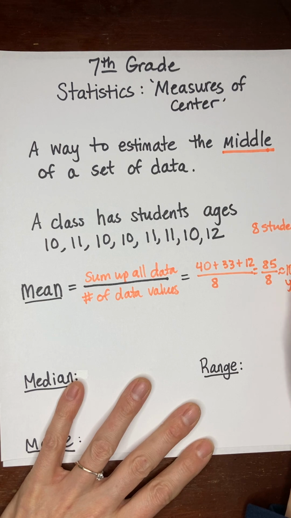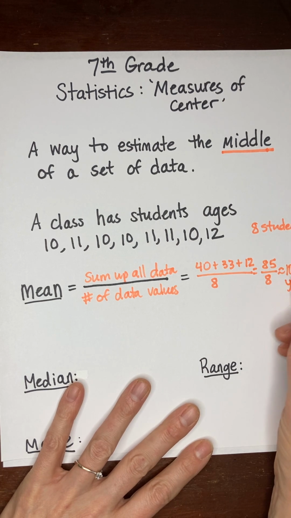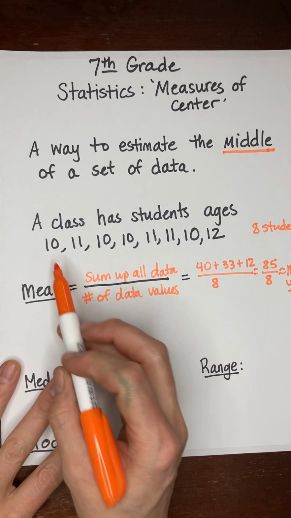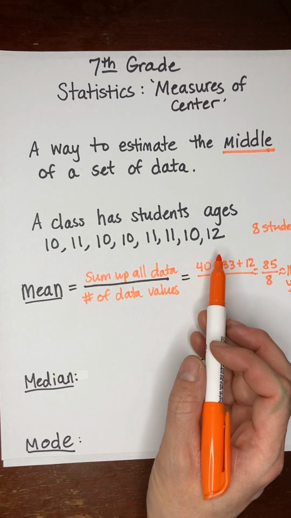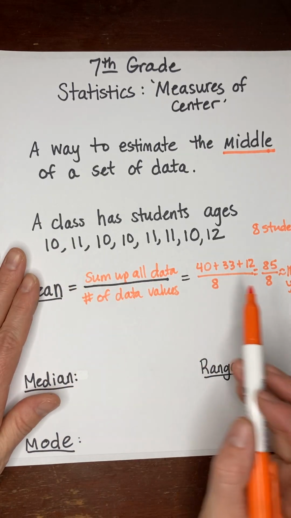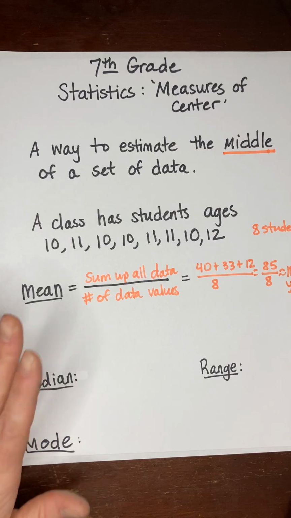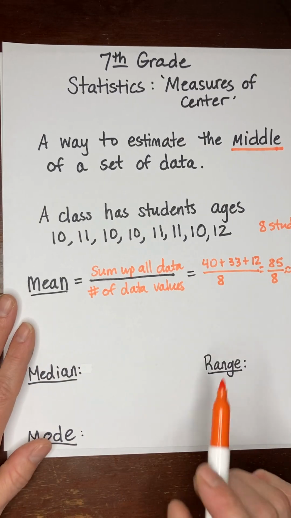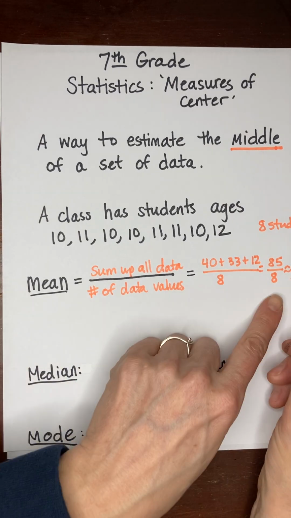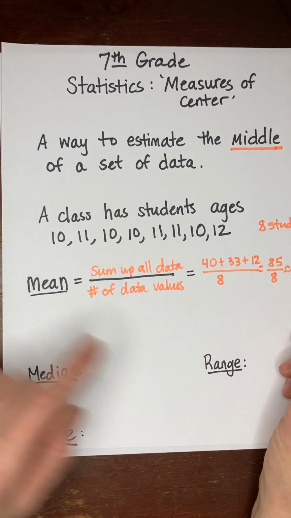So 10.6 years. Now we might say between 10 and 11 years because we don't know the specific months of these students, so it wouldn't be appropriate for us to say 10.6 usually. But go ahead and just do what your book is asking you to do or what your teacher suggests, but often we would say 10 to 11.